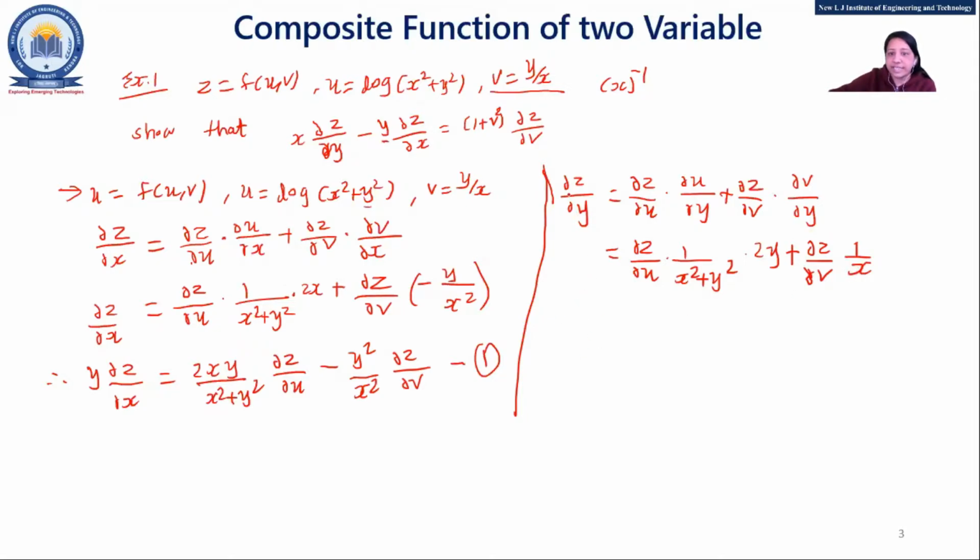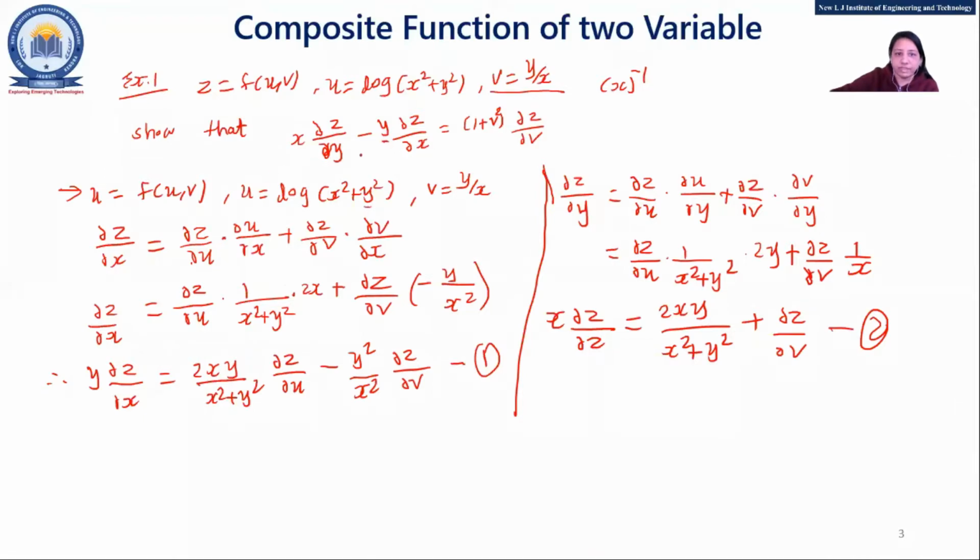With del z by del y, we want x, so we'll multiply with that: x del z by del y equals 2xy upon x square plus y square, del z by del u, plus del z by del v, and x by x, so the x's cancel out. This is my equation number 2. So now what are we going to do?